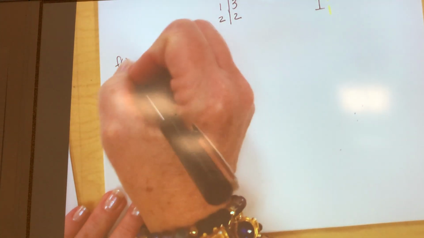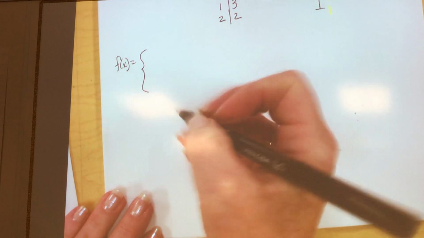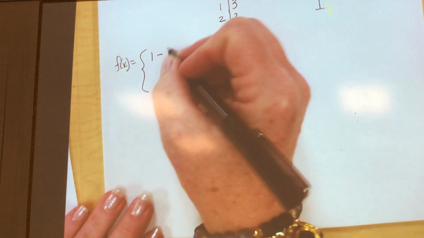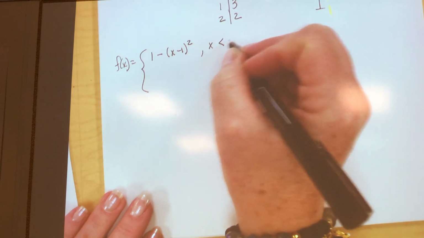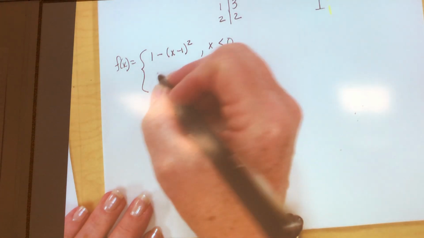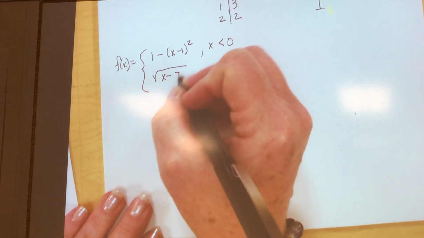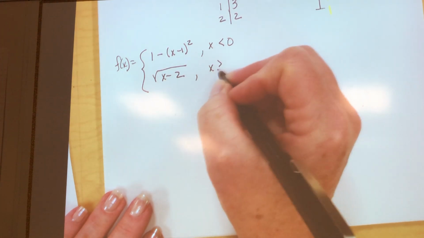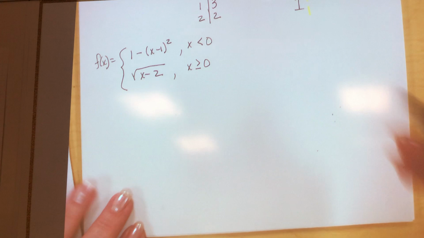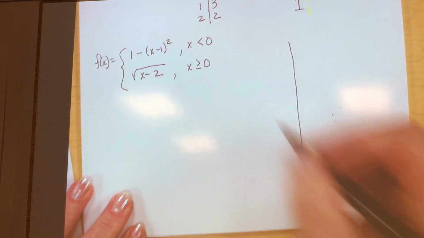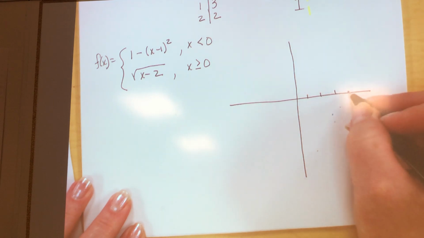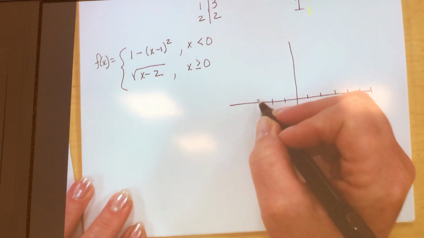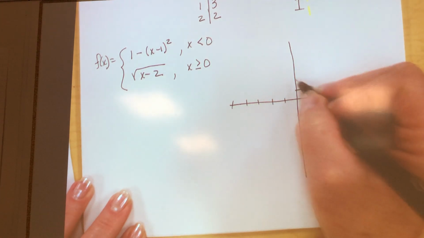So here we go. F of x is equal to 1 minus the quantity x minus 1 squared when x is less than 0, and the square root of x minus 2 when x is greater than or equal to 0. So, draw me a little graph over here. I'm gonna do the same thing, guys. I'm gonna put my equations where they go, because that makes me know where to draw them.